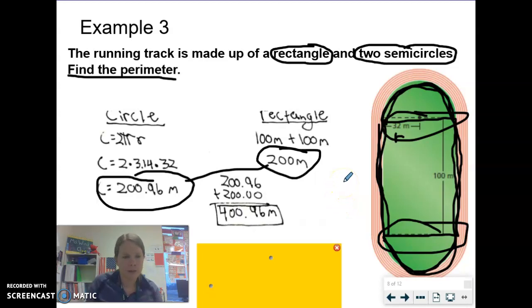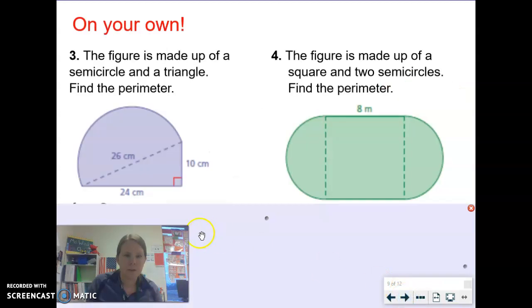Let's keep moving forward. Pause if you need to. All right, so this one is on your own, so you're given two different figures. This one says the figure is made up of a semicircle and a triangle. Again, find your perimeter. So this is kind of similar to the first one we saw. You got a semicircle and a triangle. This one is also similar to that other example here. So that was example 3. So this one's a lot like example 2. This one's a lot like example 3.